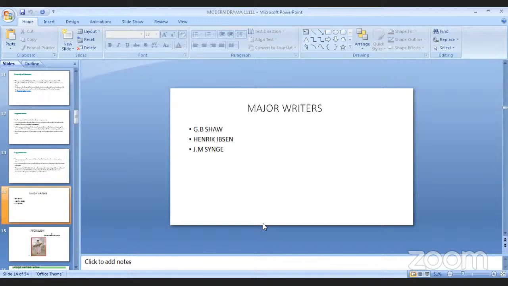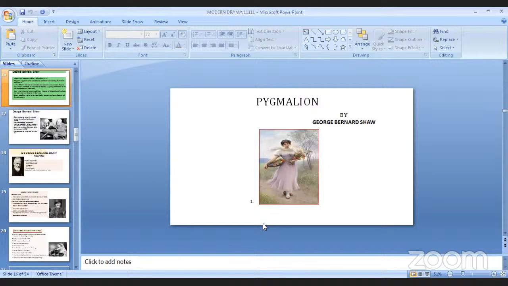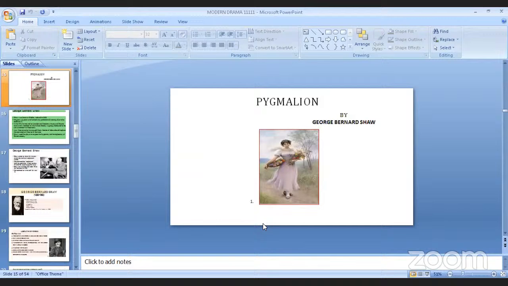So if you talk about the major writers of this modern drama, G.B. Shaw, Henrik Ibsen, J.M. Synge, then we have Bernard Shaw's Pygmalion. And then it talks all about the Pygmalion and the play, and then about the writer George Bernard Shaw.